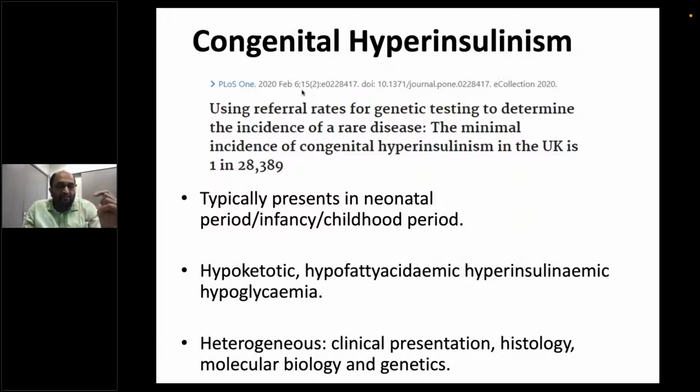What it means is that you've got low ketones, low fatty acids, and detectable insulin at the time of hypoglycemia. So that's why, again, it is very important to take the critical samples at the time of low blood glucose concentration. And it is very heterogeneous in terms of clinical presentation, histology, and molecular biology and genetics. Next slide.